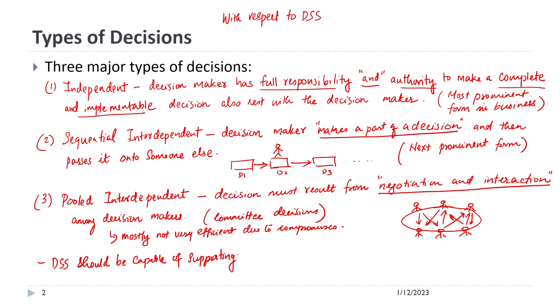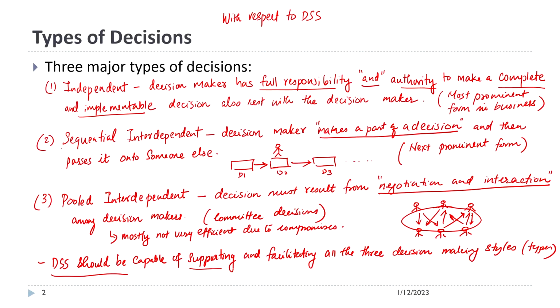So, the capability of the DSS should be supporting and facilitating all the three decision making styles, or types. Whatever the decision support system, it should support and facilitate making independent decisions, sequential interdependent decisions and pooled interdependent decisions. Only then can you call it a decision support system that supports all sorts of business decision functions.